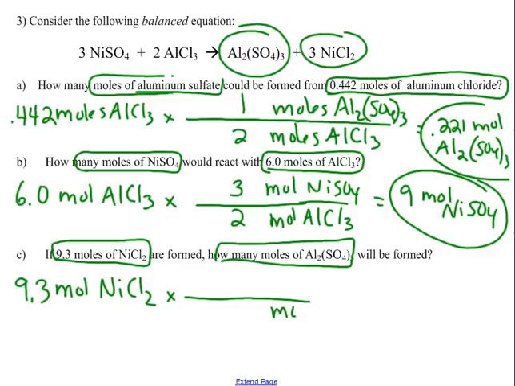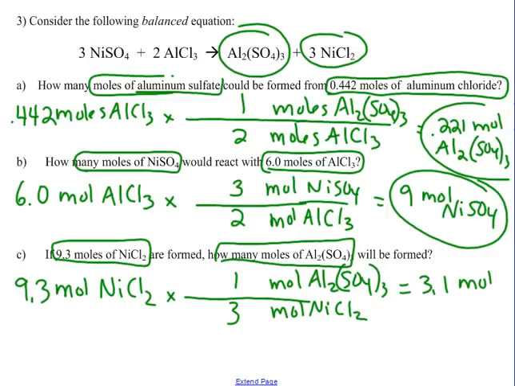So moles of NiCl2 goes in the denominator. Moles of Al2(SO4)3 goes in the numerator. The coefficients are 1 and 3, so the math is 9.3 times 1 divided by 3, and you will get 3.1 moles of Al2(SO4)3.